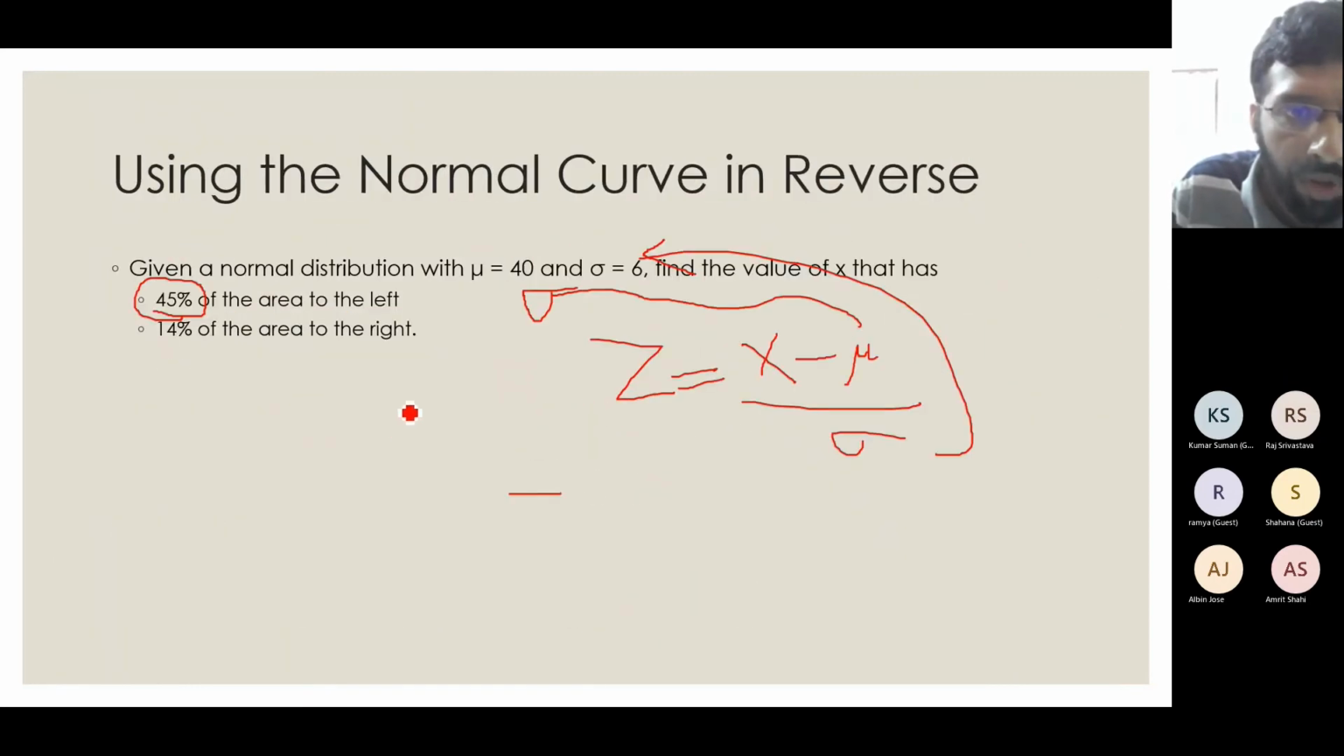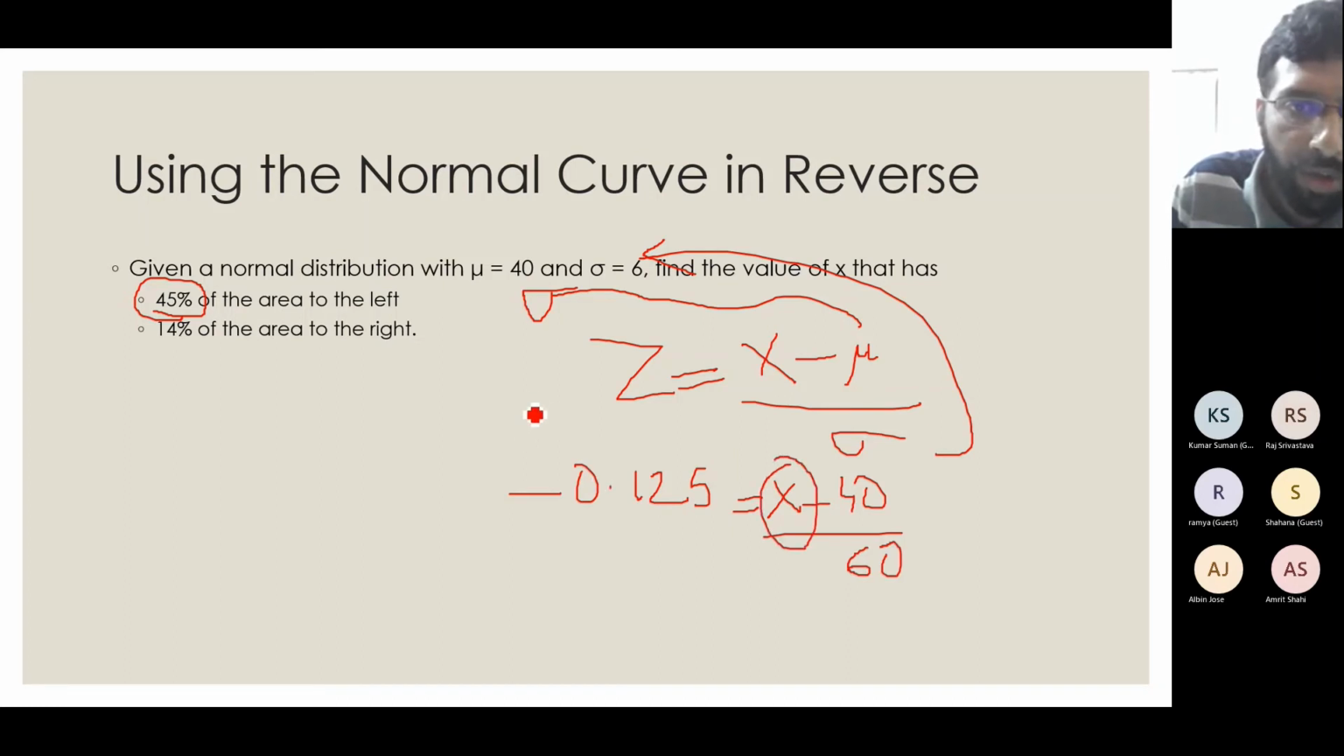So minus 0.125 equals x minus mu, I know 40, divided by 6. So this corresponding x I will have to solve. That will give me the answer for this first part.